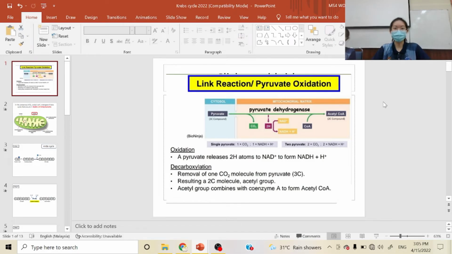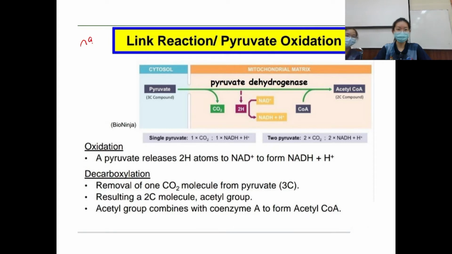Hello everyone, my name is Nadh Dehydrogenase. I want to present about the link reaction and Krebs cycle. First, we begin with the link reaction. Okay, the link reaction occurs in the matrix of mitochondria. The link reaction needs oxygen. Oxygen is needed for the link reaction, but in glycolysis, oxygen is not needed. So that is the difference between the link reaction and glycolysis.